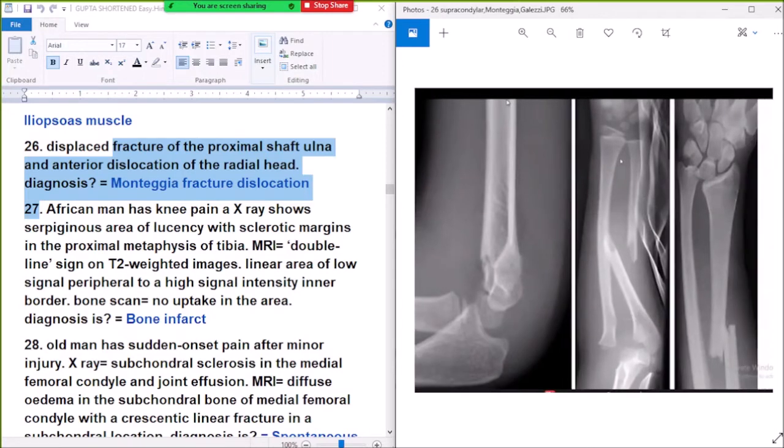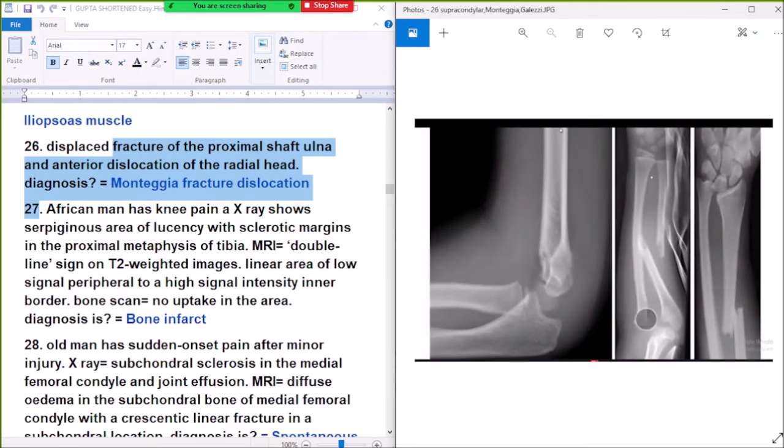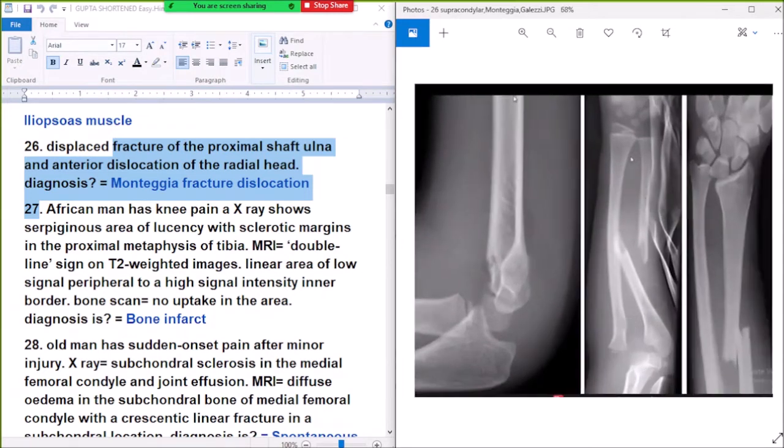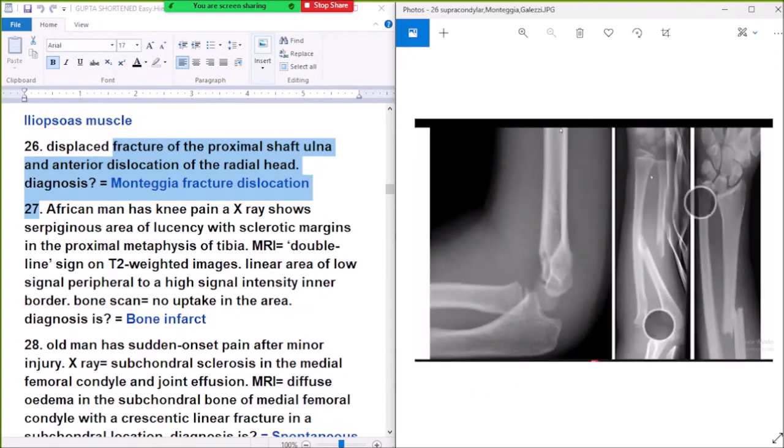Now, displaced fracture of the shaft of the ulna and anterior dislocation of the radial head is seen in Monteggia fracture. Fracture of the shaft of the radius and dislocation of the ulna is seen in Galeazzi fracture.